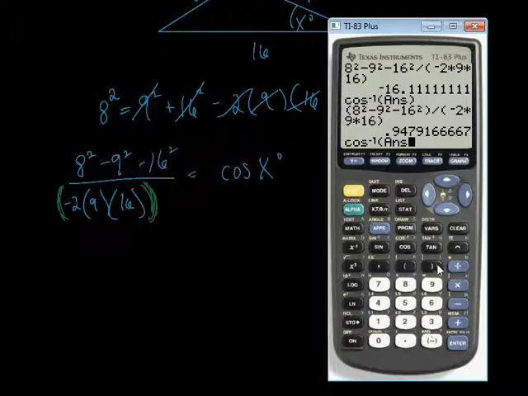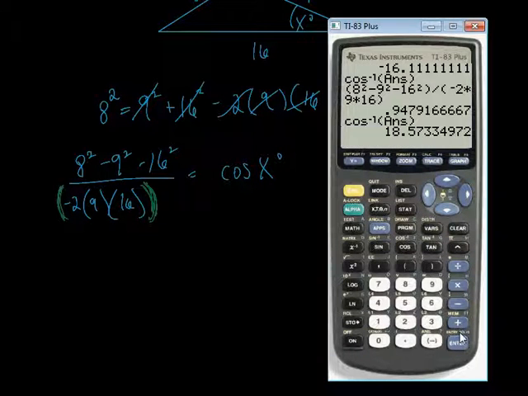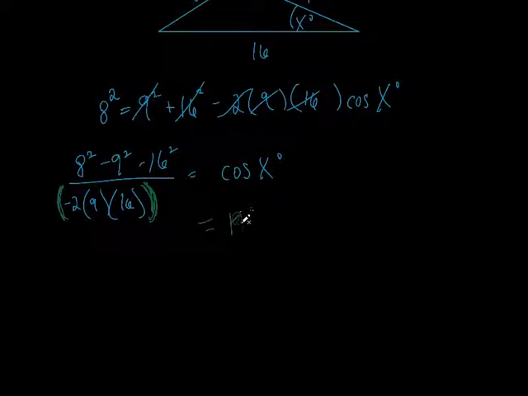And voila, there it is. Yay, we got it. Okay. It says round to the nearest degree, so what would it be? It'd be 19, wouldn't it? Okay, so x equals 19 degrees.